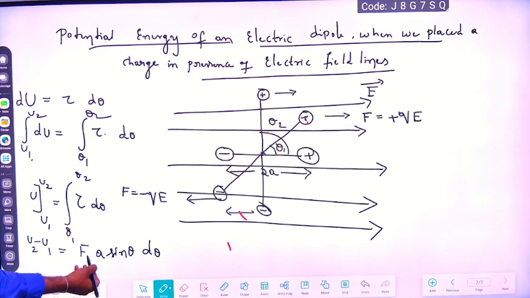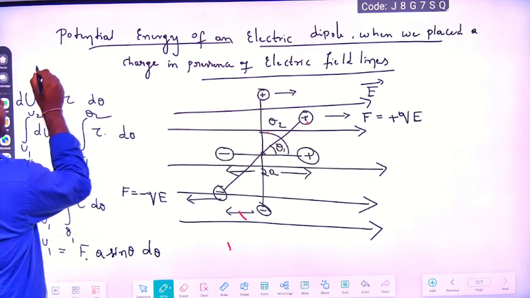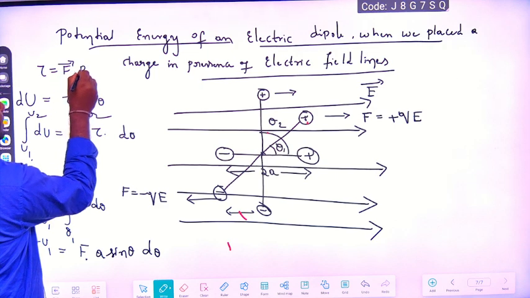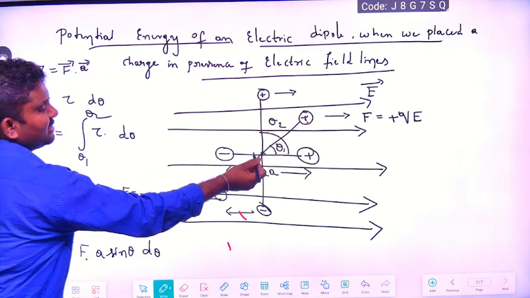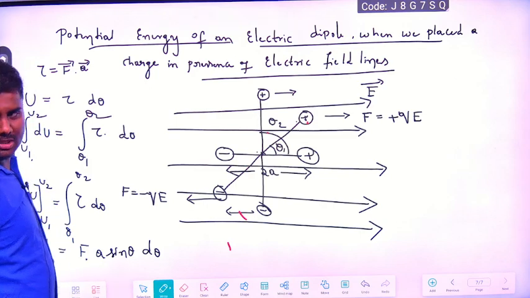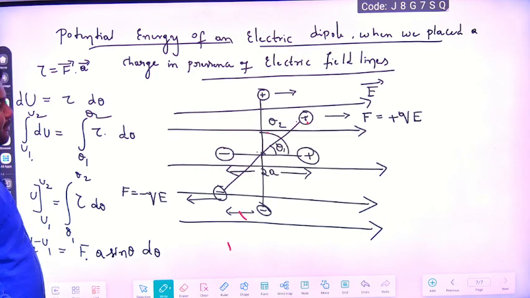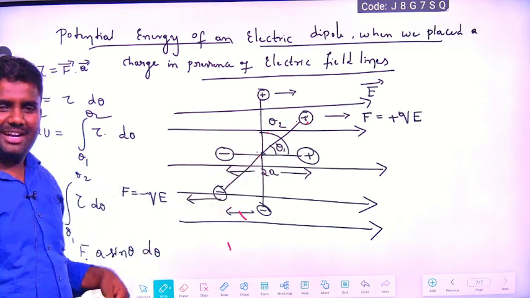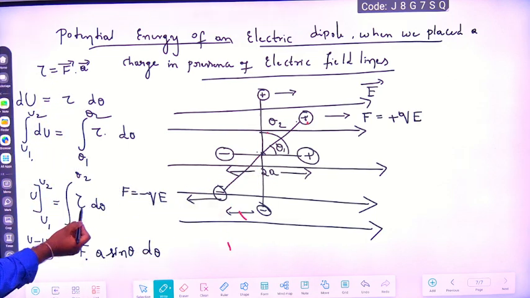Torque is force into displacement, which is F into A sine theta, because tau you can write as F vector dot A vector. Why A? Here A means the distance from the center to the charge. The axis is the center. Listen here: this is tau and d theta, understood, right? Now, what is this tau?